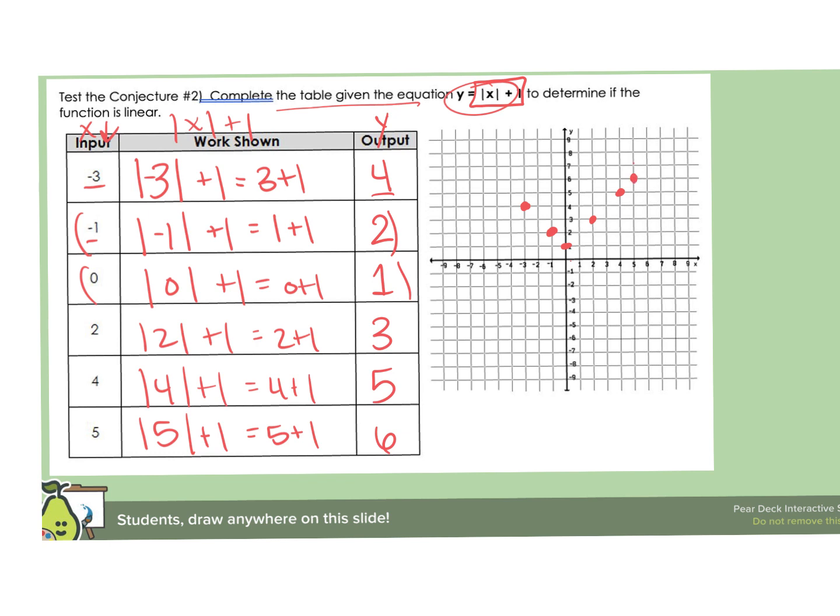So when you connect the points, you get a V. You will always get a V when you have an absolute value function. So is this linear? No. Why not? Because the graph is not a straight line. The function is not linear.